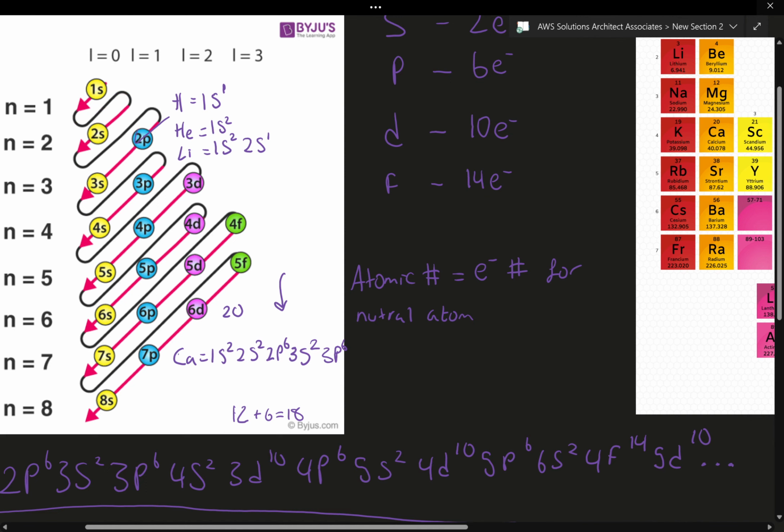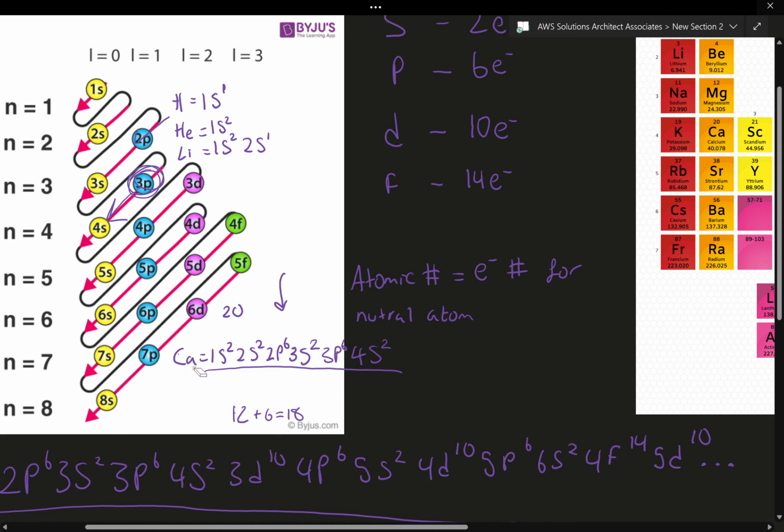And we're trying to get to 20. So we have gone through our 3p, okay? Next is 4s, okay? So we're going to put our 4s, and the s contains a maximum of 2 electrons, okay? And that is actually the exact amount that we need in order to make calcium. So we have just created the electron configuration of calcium.